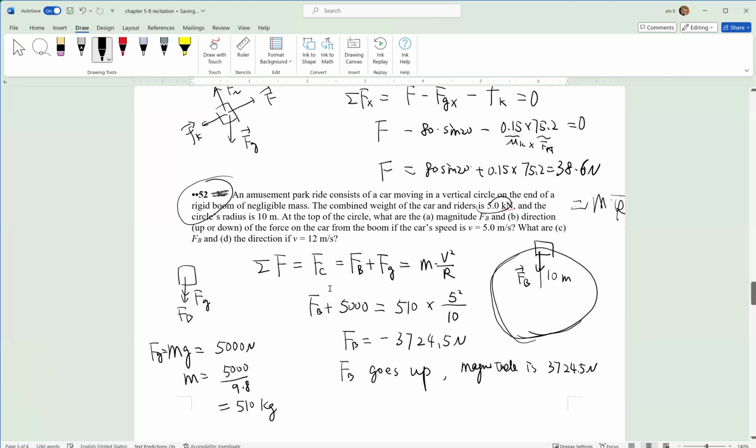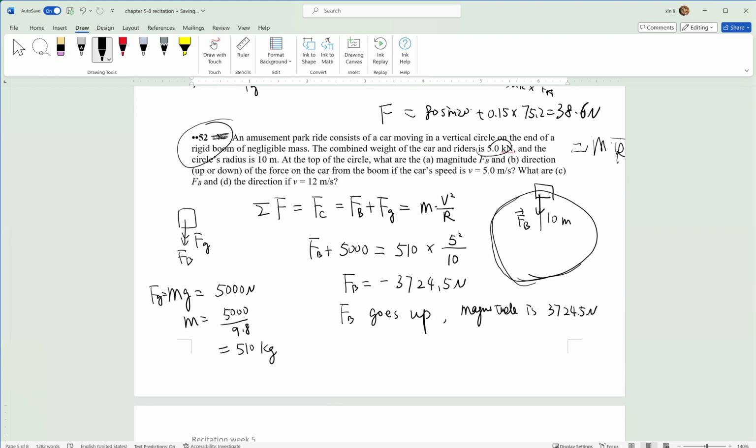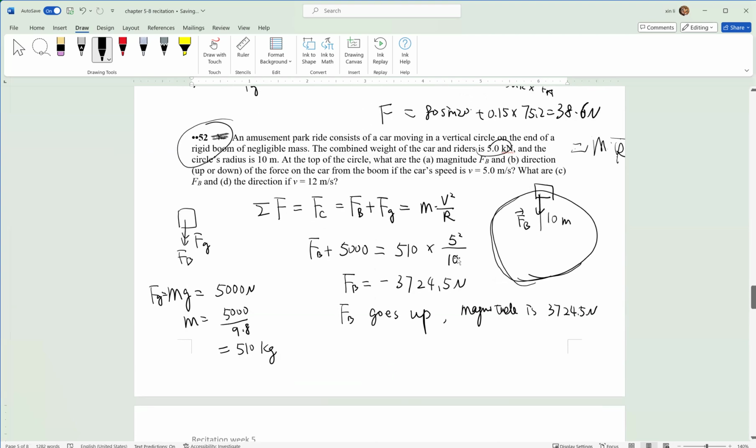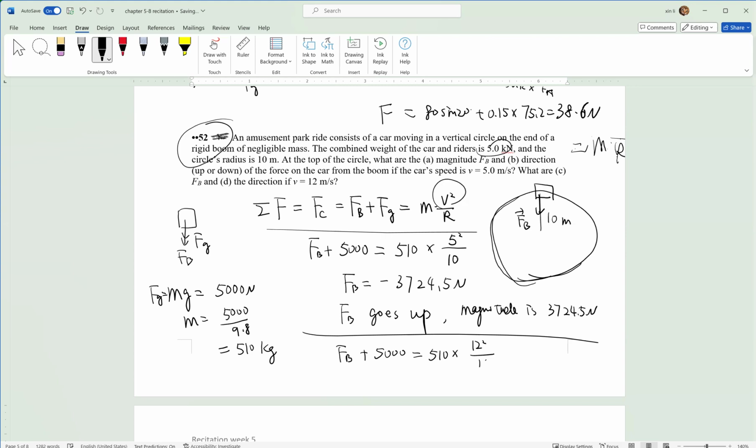And then you are also going to get when the speed is 12. This is very simple. Just repeat your calculation. But this is 12. So I'm going to write here. Everything is the same. You just do FB plus 5,000 will be equal to 510 multiplied by 12 square. So this V instead of 5 is 12 square divided by 10. And then your FB, so put it here, you should get a positive value.